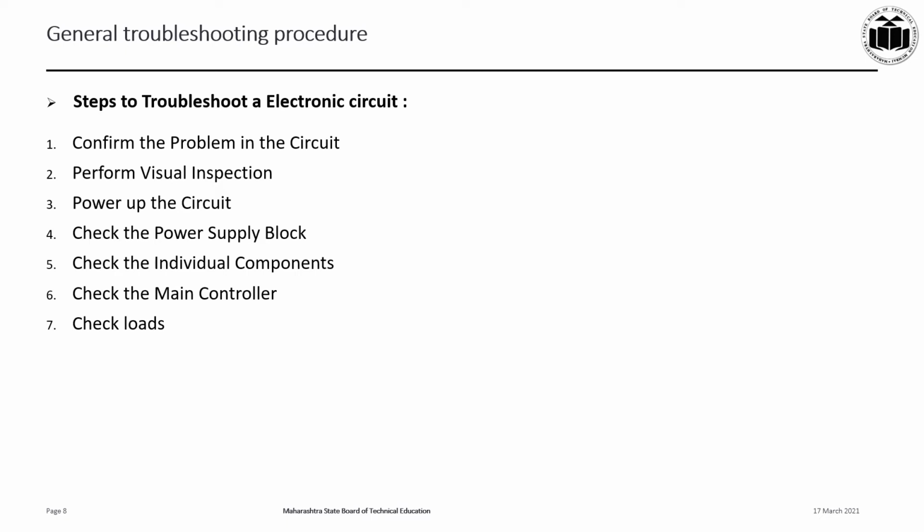Turn on the power to the circuit. Check the power supply block first, whether it is giving the rated output voltage and output current required for the whole circuit. Then check the individual components of every section. Check the main controller, for example, if it is a microcontroller based or microprocessor based system, check the main processor. Then check the loads, the output devices connected to it. Are the rated outputs connected? Whether the proper rated current or voltage is being provided to the given loads. So these are the general steps you need to follow to troubleshoot an electronic circuit.